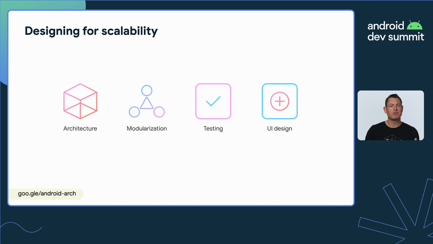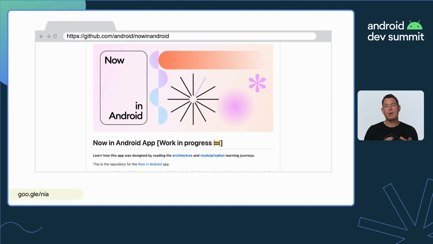I'll be covering a lot of different concepts, so if I cover something you're not familiar with, there's a link on virtually every slide which will take you to more information about the current topic. Throughout this talk, I'll use the Now in Android app as an example. The source code is available on GitHub.